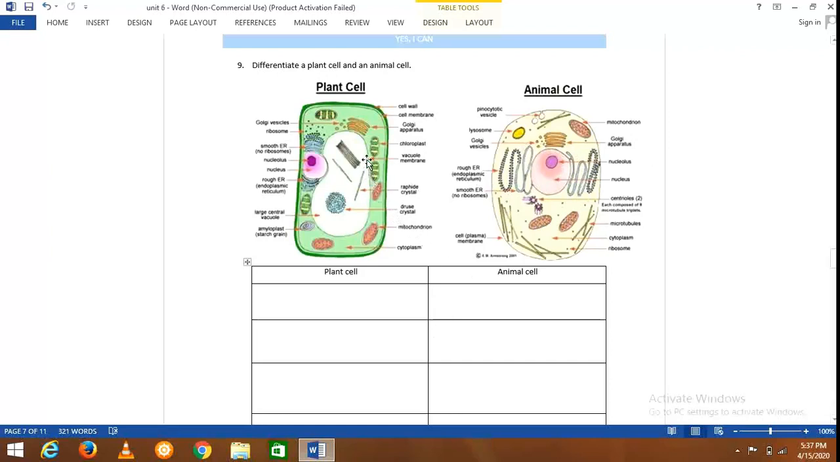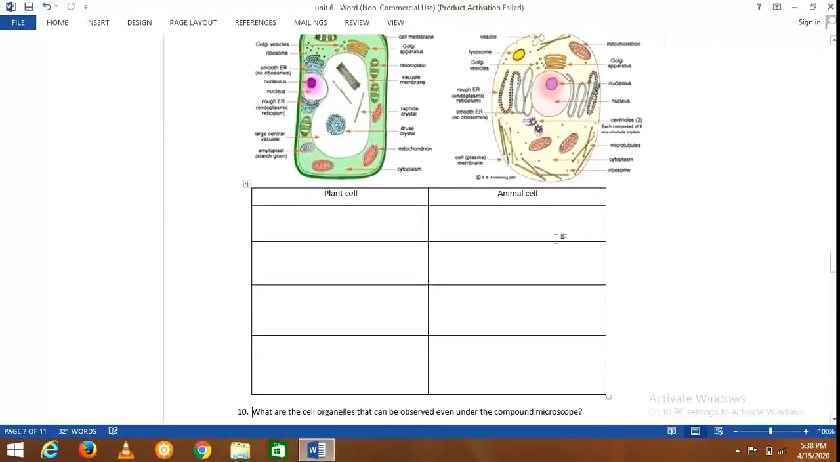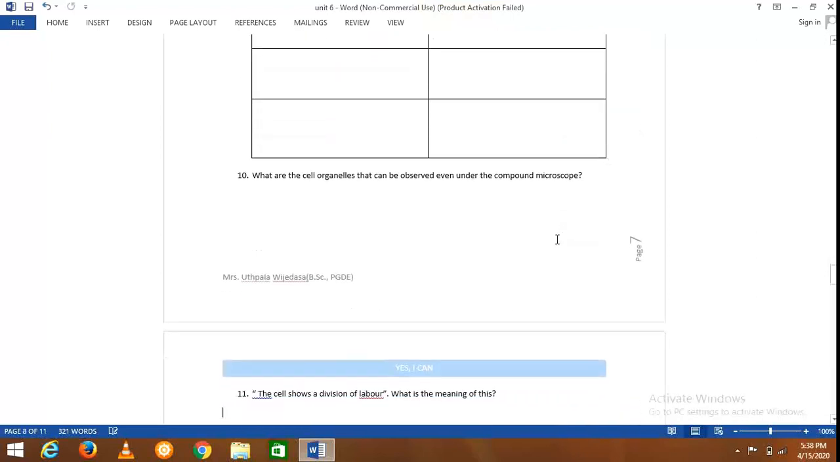As there is a large central vacuole in a plant cell, the cytoplasm is pushed to the periphery of the cell. But in an animal cell, large content is the cytoplasm. Then the fourth difference is the presence of chloroplasts in plant cells but the absence of chloroplasts in animal cells. So you can complete the table by using these four facts.